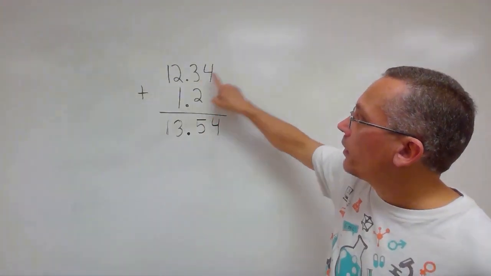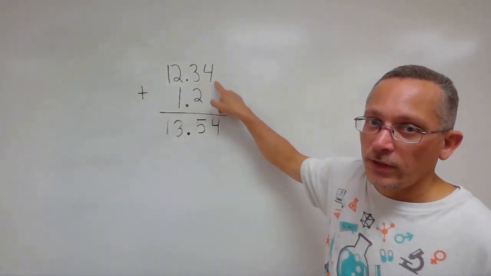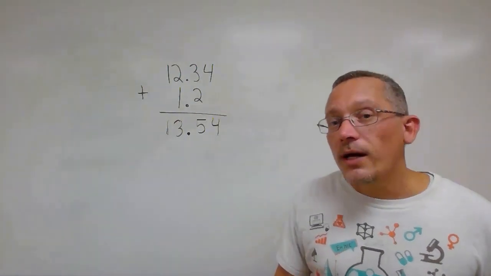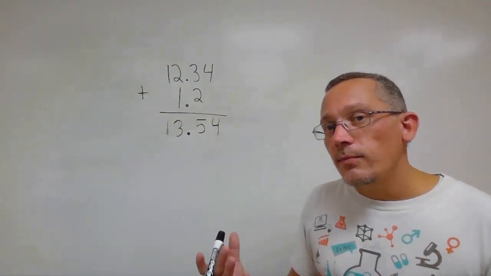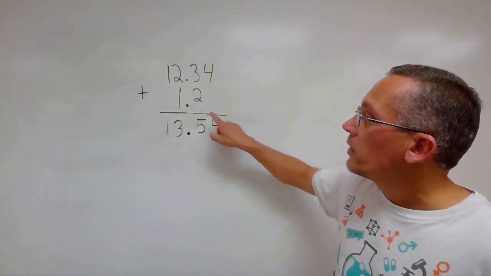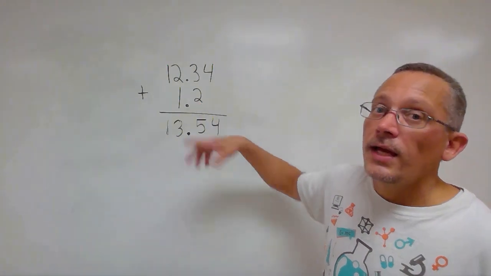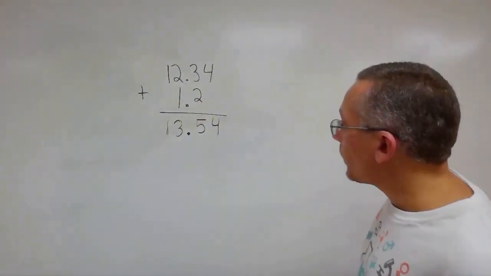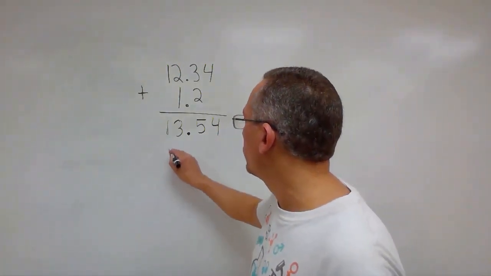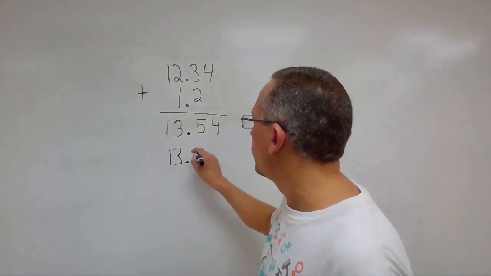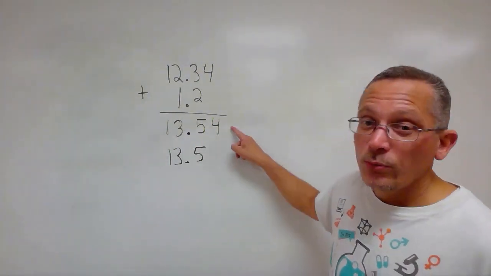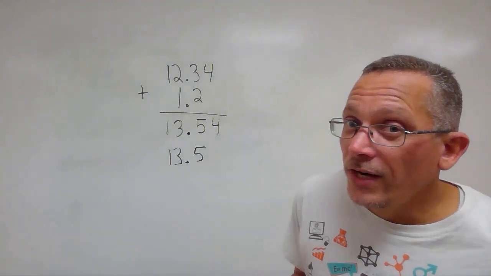You can see this number had 2 digits after the decimal place, and this number had 1 digit after the decimal place. You want to round it so that it has the same as the least number of decimal places. So I want to round that answer so that it's only got 1 digit after the decimal. So 13.54, I will round to 13.5. If you answer 13.54, you're not right.